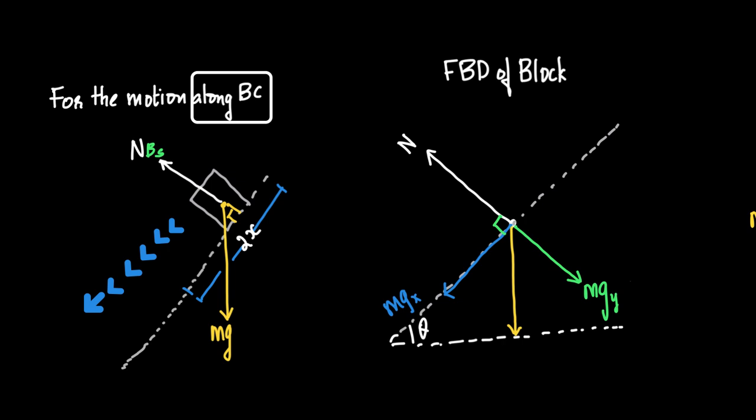Now we know that weight, being inclined, can be resolved into two components. Weight can be resolved into one component which is horizontal to the plane. This is BC, the plane. So we have one component along the plane, and we can resolve it into another component which is perpendicular to the plane. The component along the plane we will name mgx, and the perpendicular component we'll name mgy.